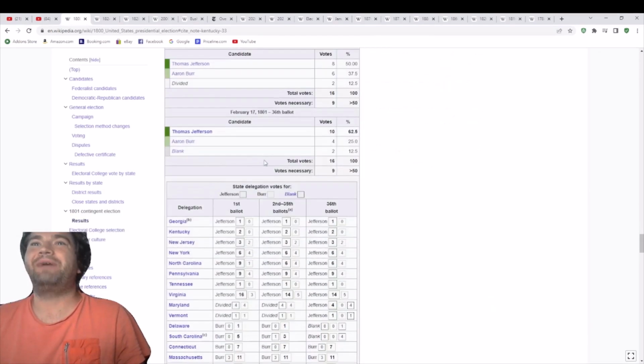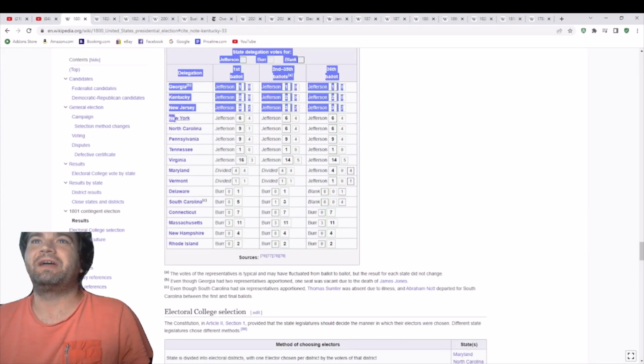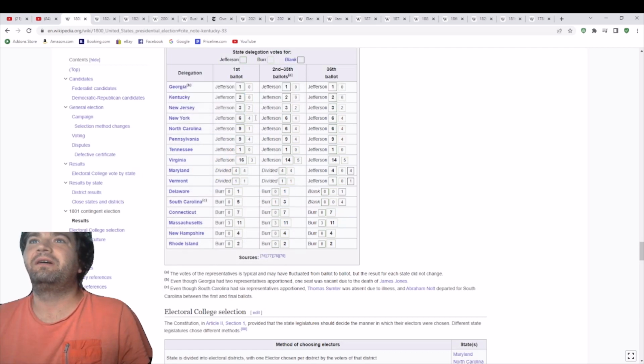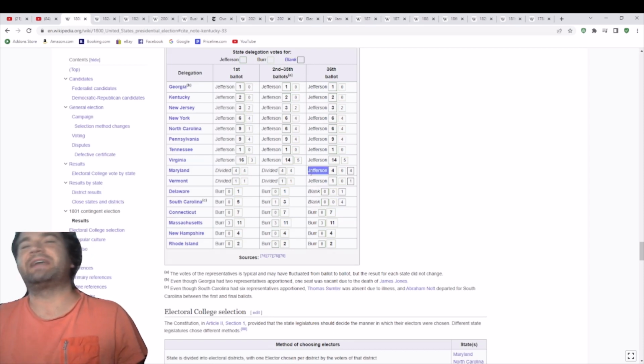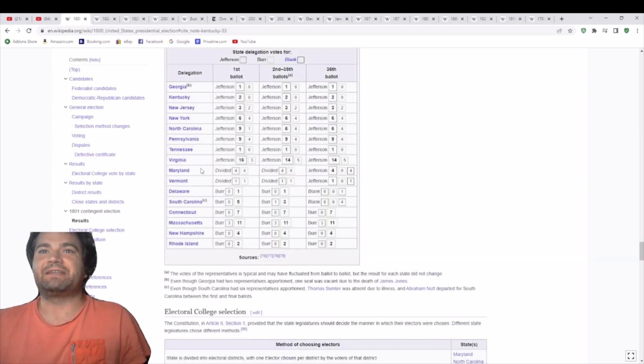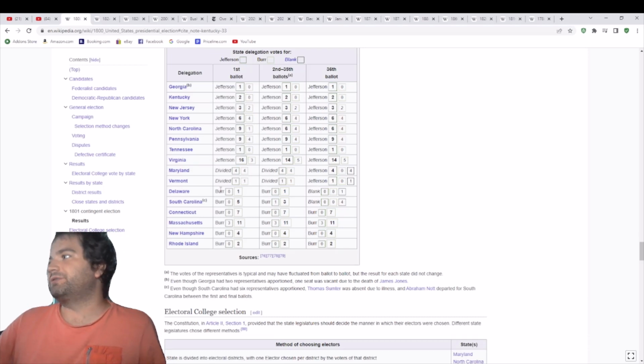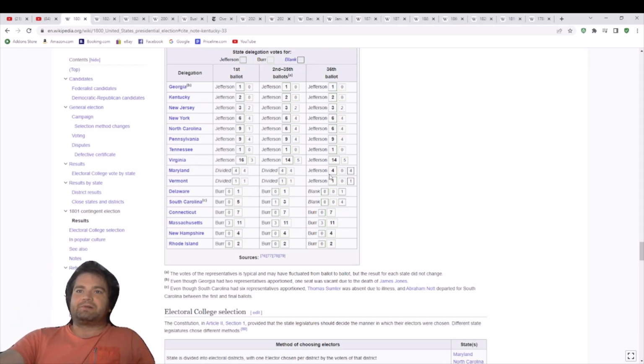This is so weird. I prepared, and yet I don't know anything. So I thought the main thing was New York, and that New York... But looks like it wasn't. Looks like New York went for Jefferson every single time. All right. But what happened in the end was that Hamilton convinced these states, Maryland, Vermont, and I guess Delaware and South Carolina, to change their votes from Burr to Hamilton. So eventually Jefferson won on the 36th ballot.